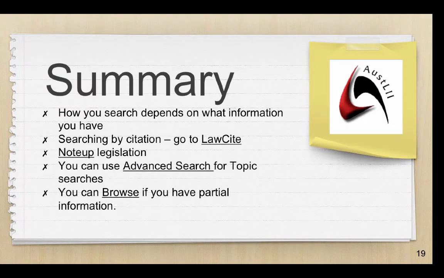So we've covered a few techniques to use Austlii. We sort of start with what information we have at a given time. If we have a citation, we might go to law site. If we're wanting to search for case law that's considered some legislation, we might want to use the note up function. And advanced search is recommended for topic searches, and we've looked at how to think about the way that we define our search parameters, put together our search terms so that we can get the most targeted results, and then also how to browse through Austlii.